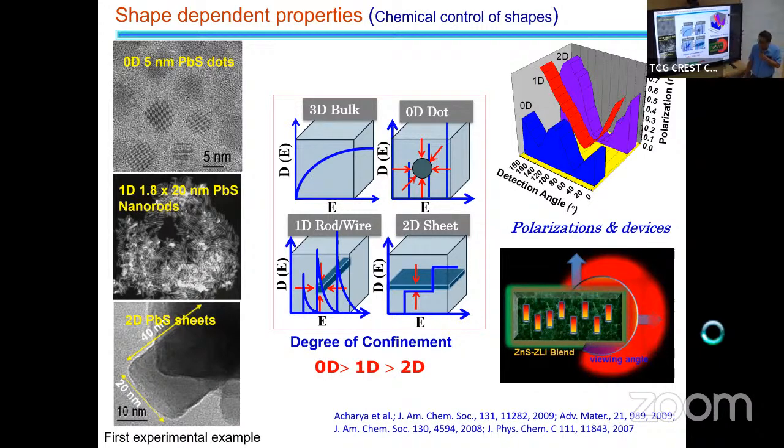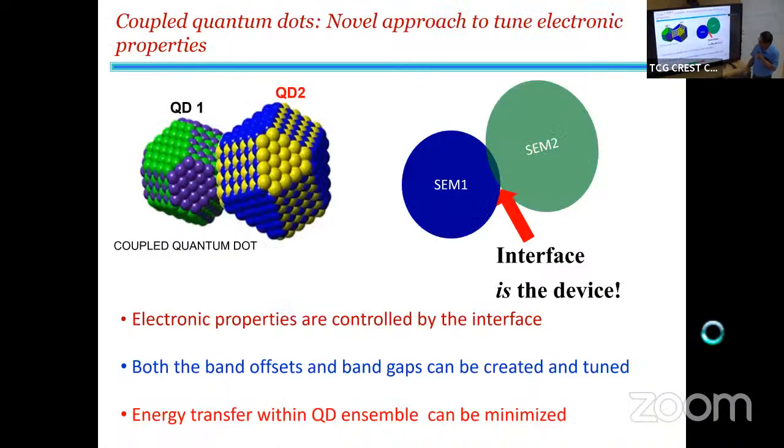This is an example for the lead sulfide quantum dot. So we designed zero-dimensional quantum dots, one-dimensional rods, and two-dimensional sheets here. And we showed how the degree of confinement depends on the dimensionality of the materials: zero-dimensional is highly confined, one-dimensional nanomaterials are intermediate, and two-dimensional nanomaterials are more relaxed. So these were the cases for the monocomponent quantum dots.